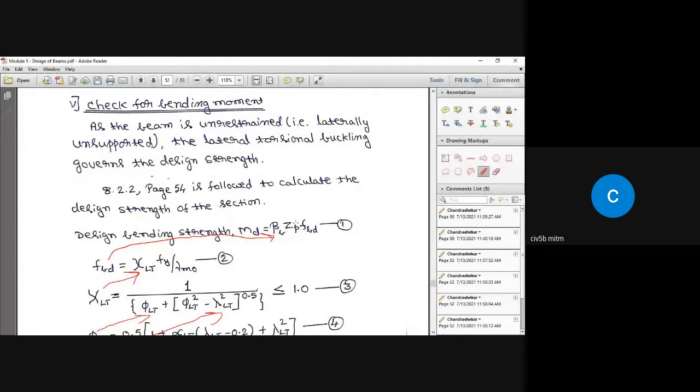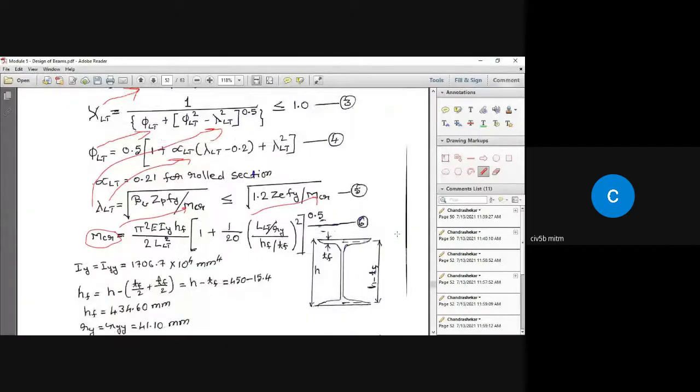Okay, and beta B is known. If it is plastic or compact, its value is 1, or else it's a different value. And ZTZ is known. FBD, just now we calculated, find out what is MD value. Compare this value, and of course this value should be greater than M max, that is the design bending moment due to the design load. Is it clear to you?